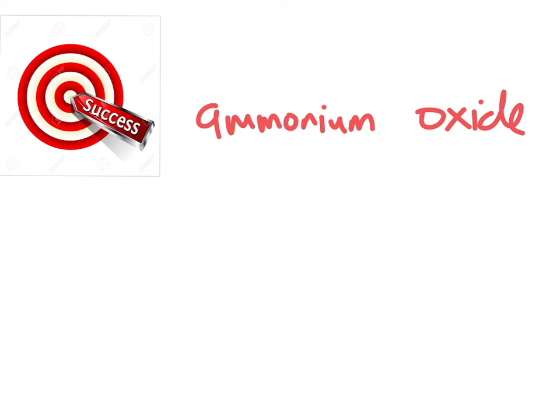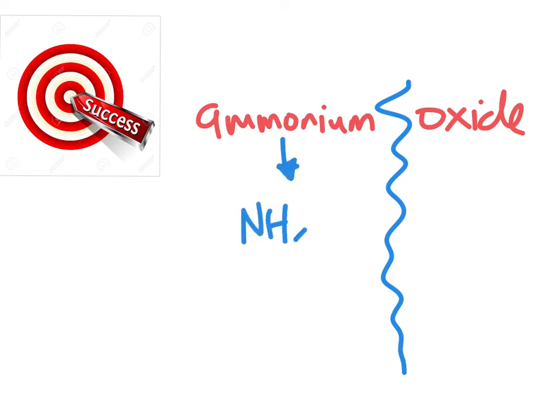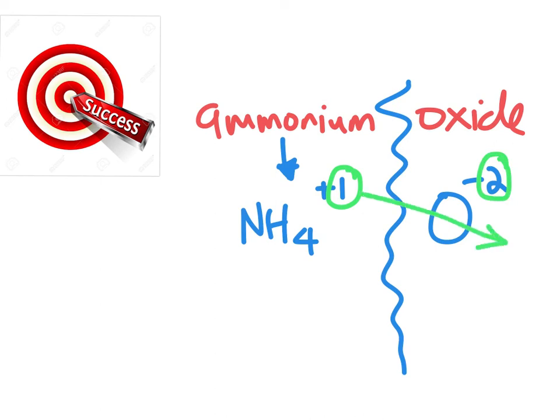The next example on your page there is ammonium oxide. So we know that ammonium is a polyatomic ion that acts like a type 1 compound. So again, we're going to split this guy up and write out the ions. So ammonium is NH4 with a +1 charge. Oxide we know is O with a -2 charge. We're going to circle those numbers, not the plus or minus sign, just the numbers. And then we're going to bring them down as subscripts diagonally.